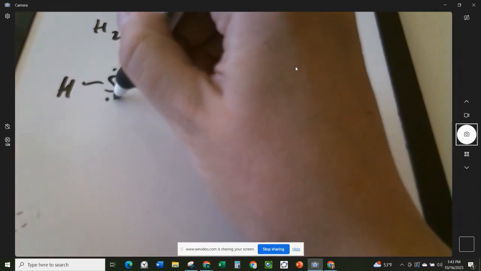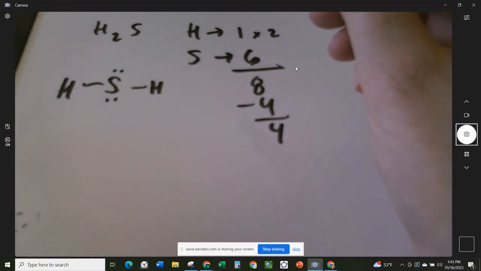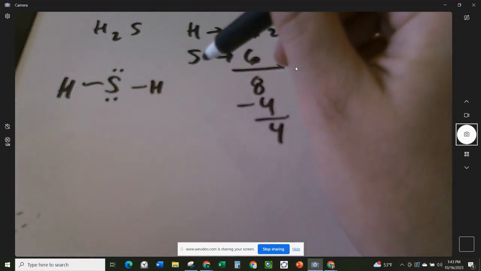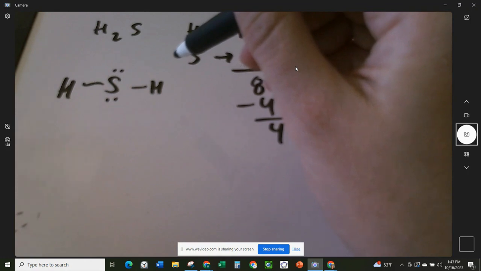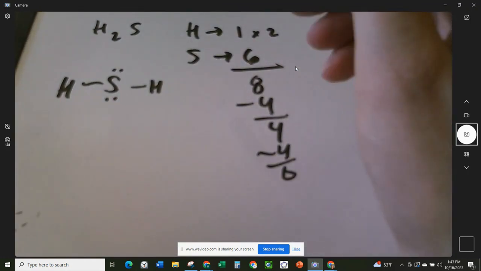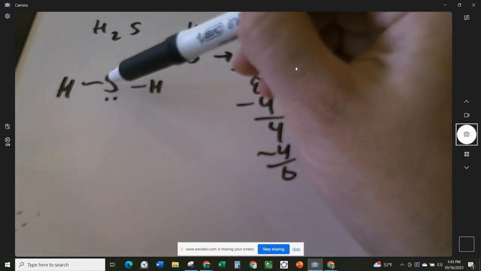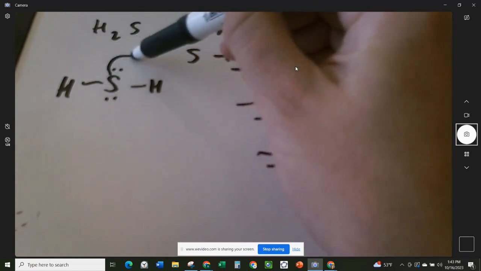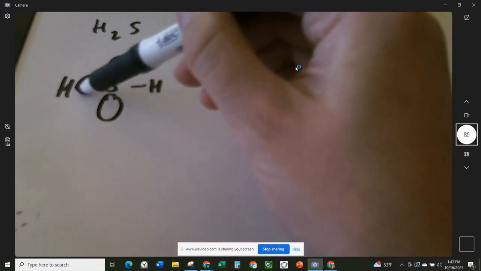1, 2, 3, 4. So now we need to look at the molecular geometry. So we're going to look at the central atom. Well, let's show that we've used all of our electrons. This central atom, how many electron dense areas does it have? So we have a lone pair, we have a lone pair, and then we have a bond and a bond.